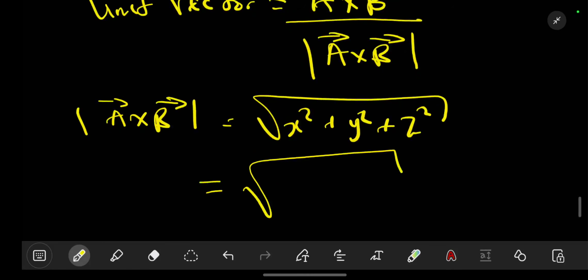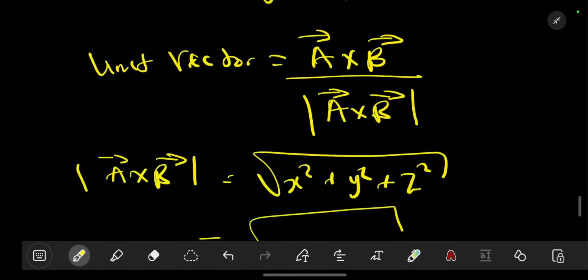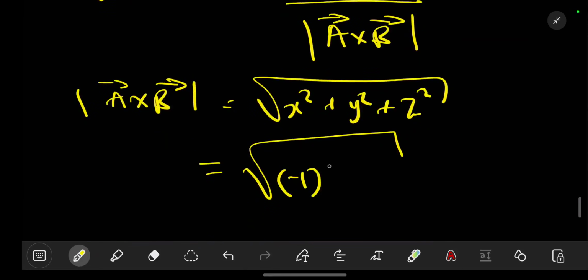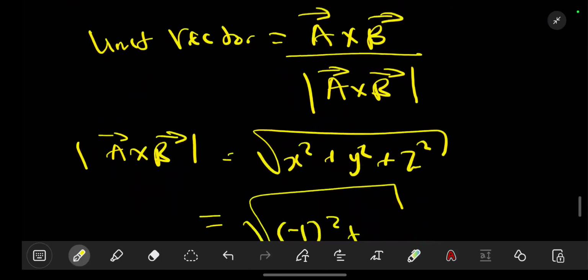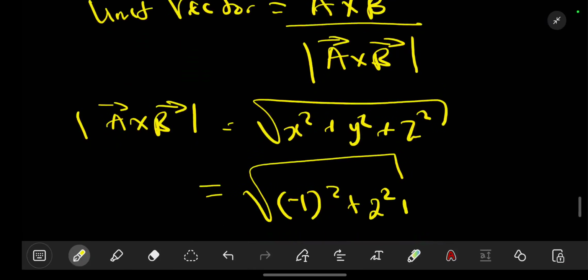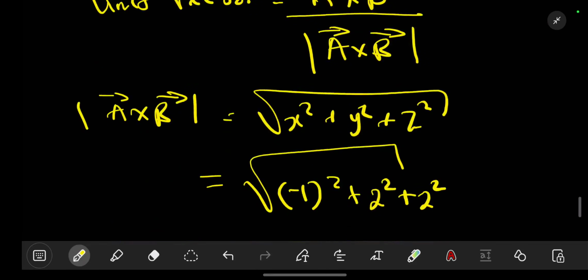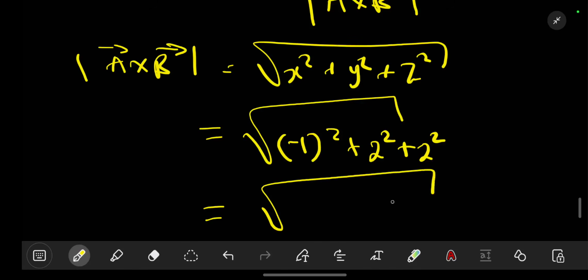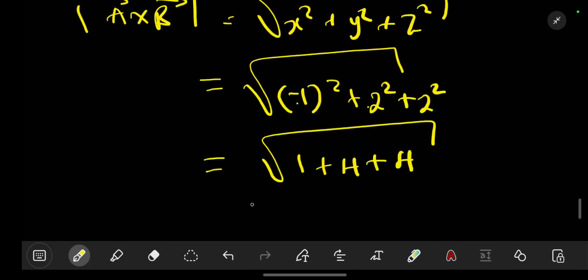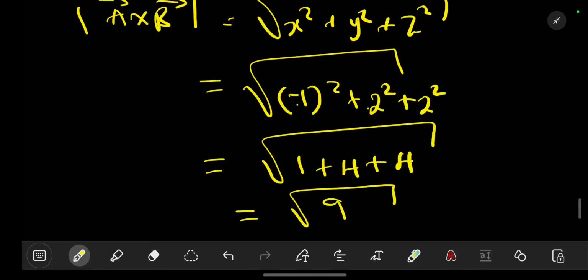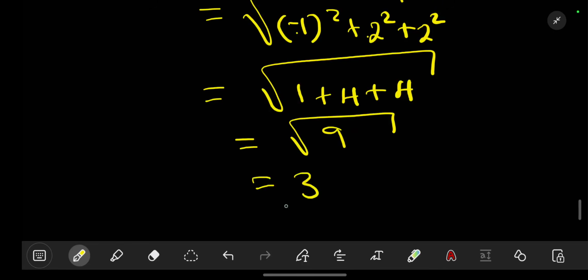So for our x squared, we are going to have negative 1 squared, plus we have our y squared, which is our 2 squared, plus our z squared, which is our 2 squared again. This is going to give us the square root of negative 1 squared is 1 plus 2 squared is 4 plus 2 squared is 4, which is the square root of 9 like that. Square root of 9 is 3 like that. So this is our magnitude of the cross product.